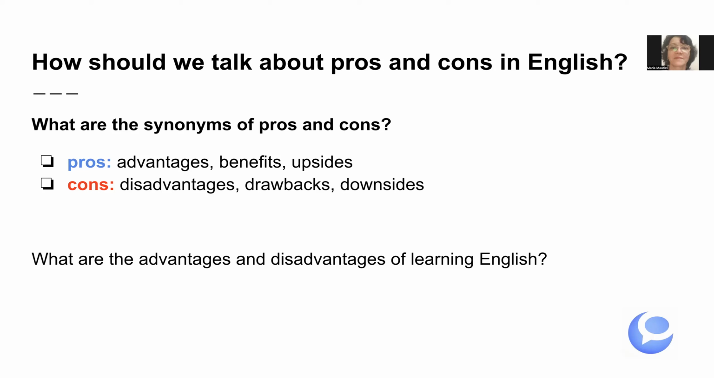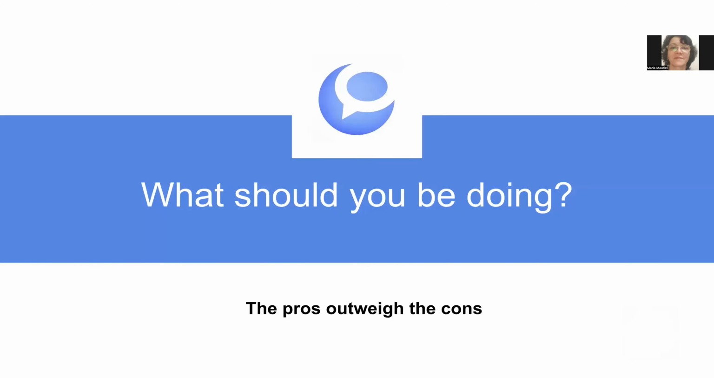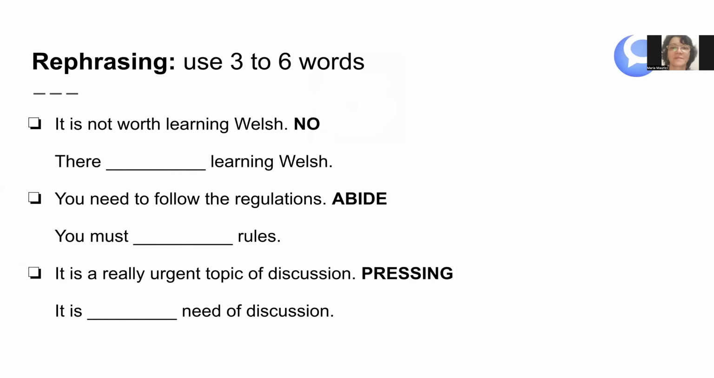As I've said, we're looking at pros and cons. So, what should you be doing when we do this? You can talk about the pros outweighing the cons, the advantages and the disadvantages. But you need to give a balance. Try to use your personal opinion and an impersonal opinion. What we're actually going to do is look at a little bit of rephrasing, just to review a little bit of vocabulary before we discuss some questions. What we need to do is rephrase these sentences using 3 to 6 words, using a common synonym.